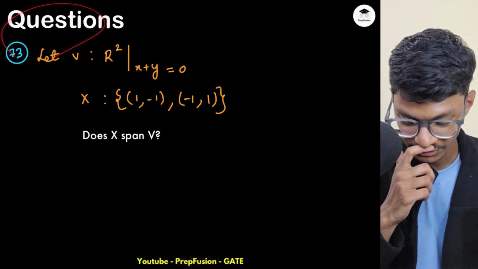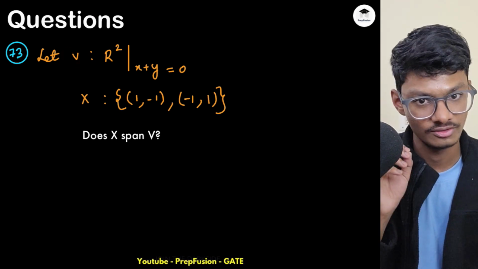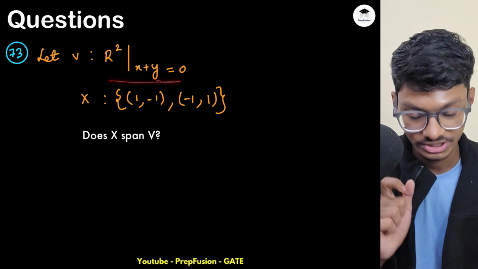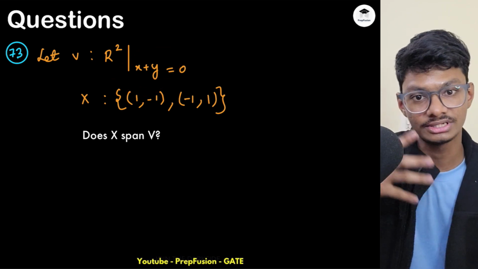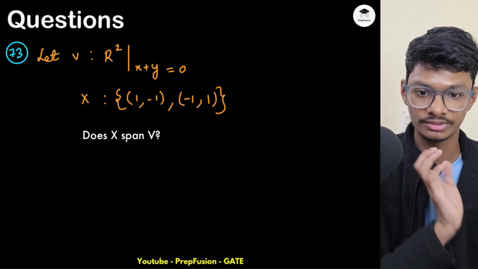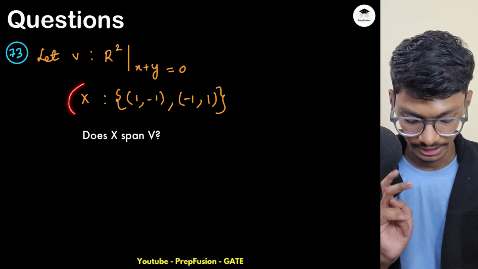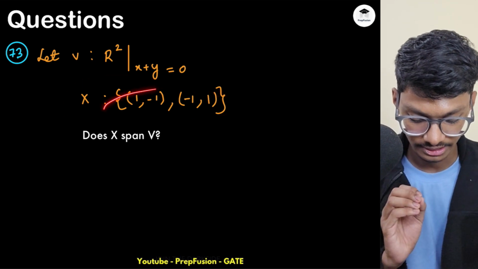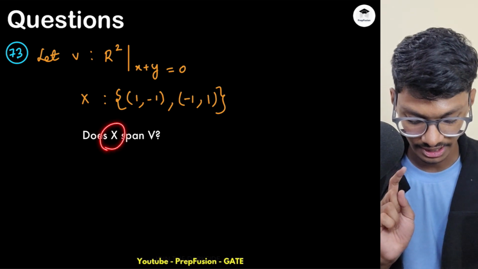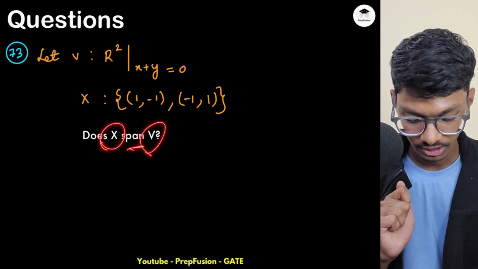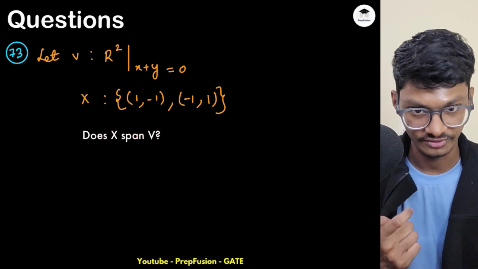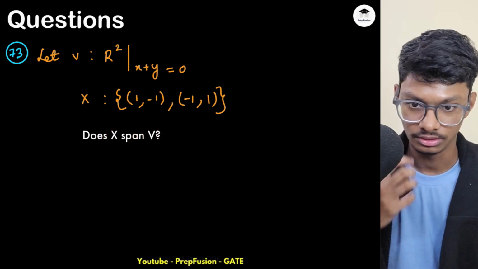So here we have a question where we have been given a 2-dimensional real vector space, which also has a condition. So this is basically a subspace of the 2-dimensional real vector space, which has this condition that x plus y must be equal to 0. Now it is written that X is another vector space of these two vectors. Now it is asking, does X span V? Does all the linear combination of X span V? So let's do this basically.